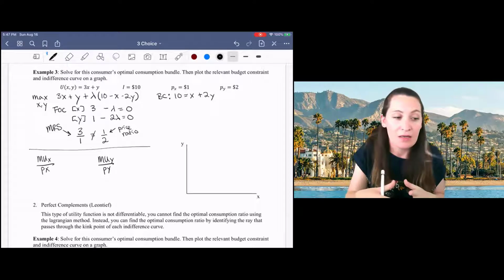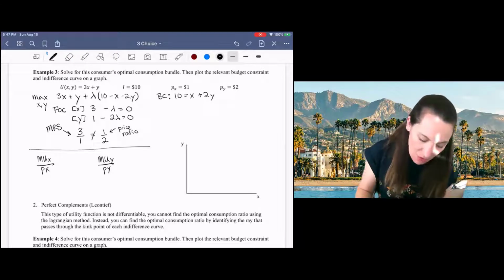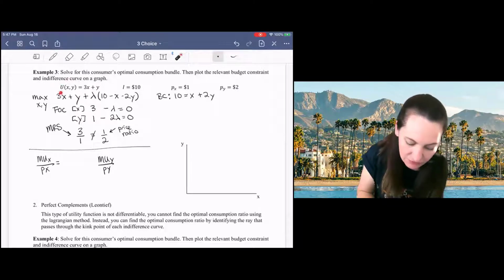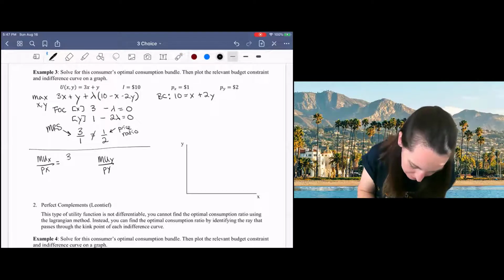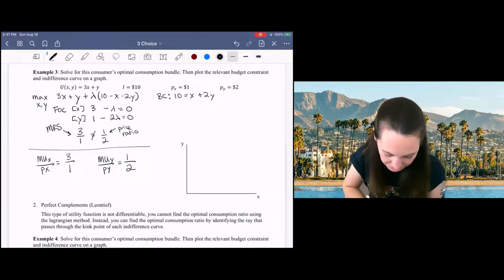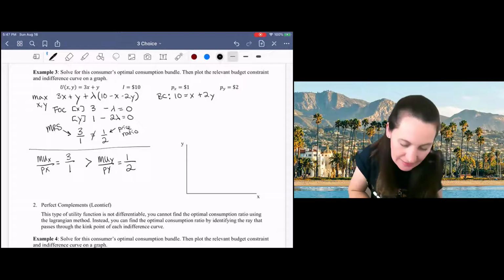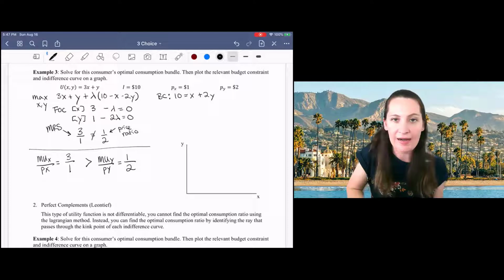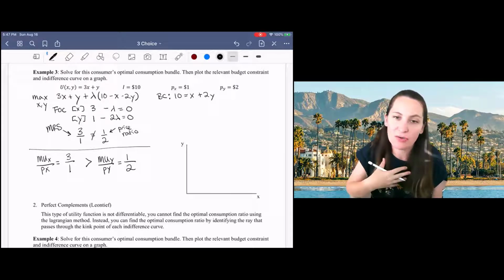So in this example, my marginal utility of X, that's just the derivative of the utility function with respect to X, is 3. And the price of X is 1. My marginal utility of Y is 1. And the price of Y is 2. So I can see that 3 is bigger than 1/2. And so I know that X is always my best choice.